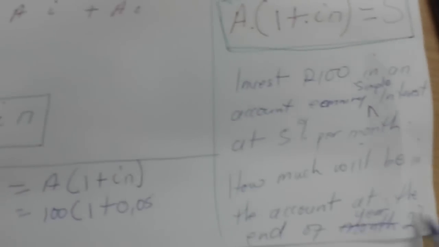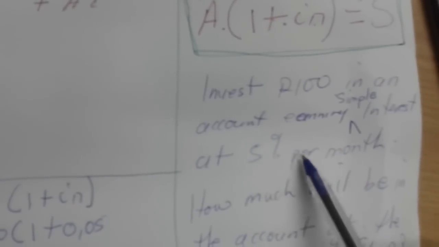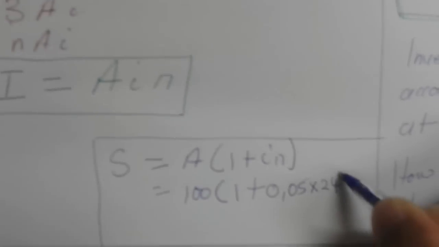Now take note, your N is no longer 2 years like before. Remember, before our N was 3, because the interest was also per annum. Now the N is no longer 2, but the N now is 24. Why 24? Because interest is 5% per month. So how many months are there in 2 years? It's 24. So obviously this is going to be times 24.